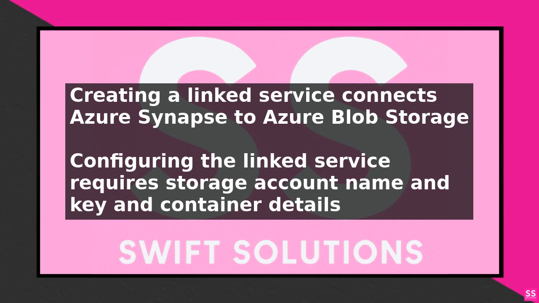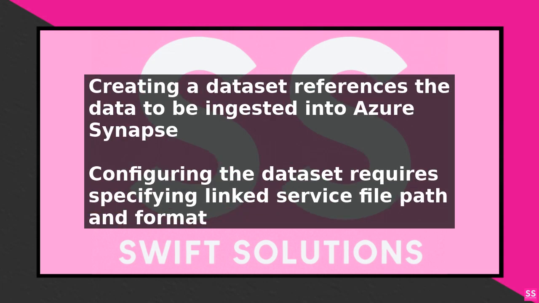Step 4: Creating a dataset. After we have created and configured the linked service, we need to create a dataset. A dataset is a reference to the data that we want to ingest into Azure Synapse. To create a dataset, navigate to the Azure Synapse workspace and click on the Develop tab. Then click on Datasets and select New Dataset.